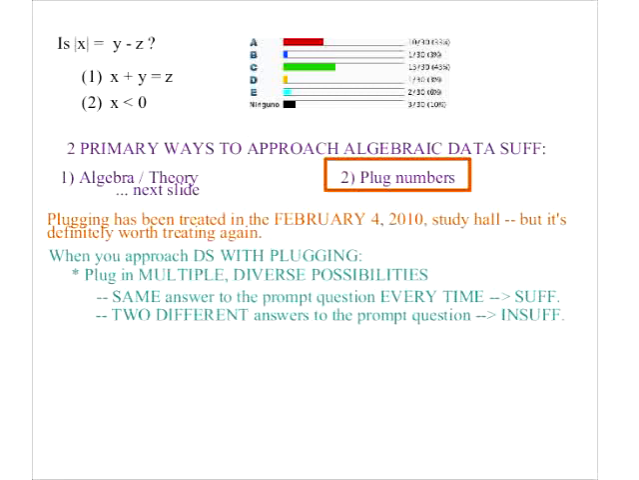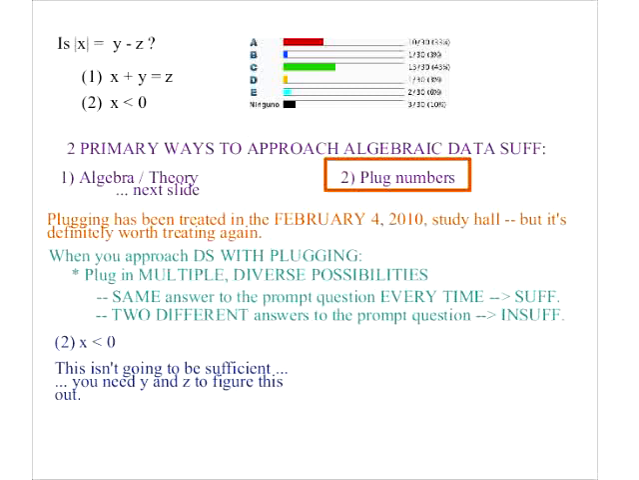In this problem, actually, statement 2 is probably a little bit easier. Statement 2 is just x is less than 0. So that's not going to be sufficient. But let's prove this with plugging. This isn't going to be sufficient because you definitely need y and z to figure this out.